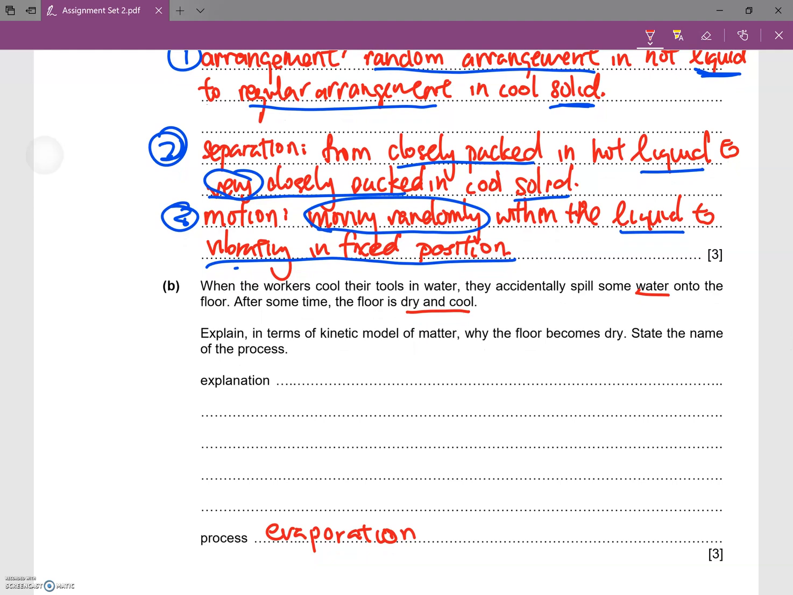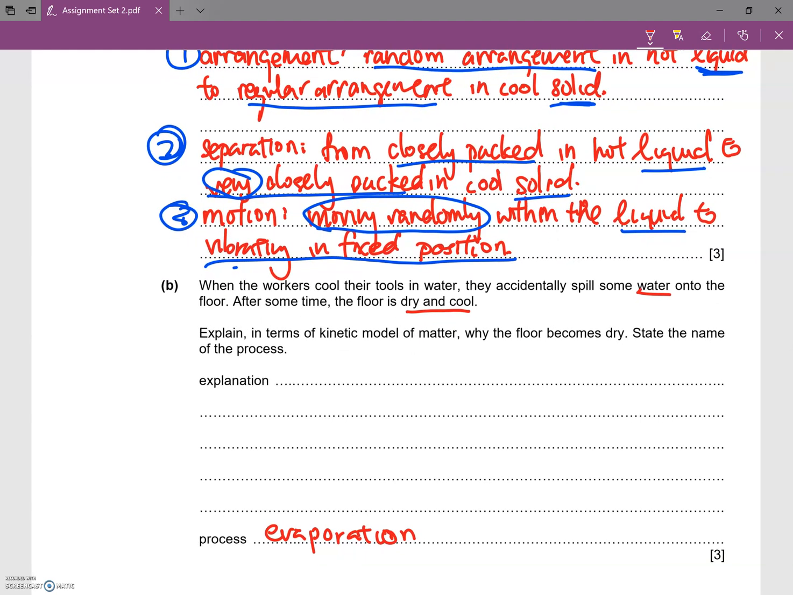Now, they want you to state the name of the process and explain in terms of the kinetic model of matter why the floor becomes dry. The thing is, we also need to explain why it becomes cool. So let's try to write this down.